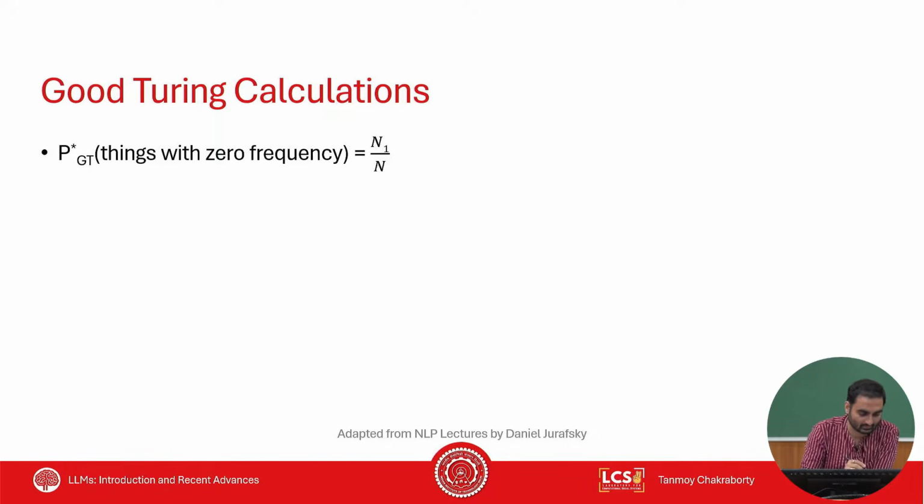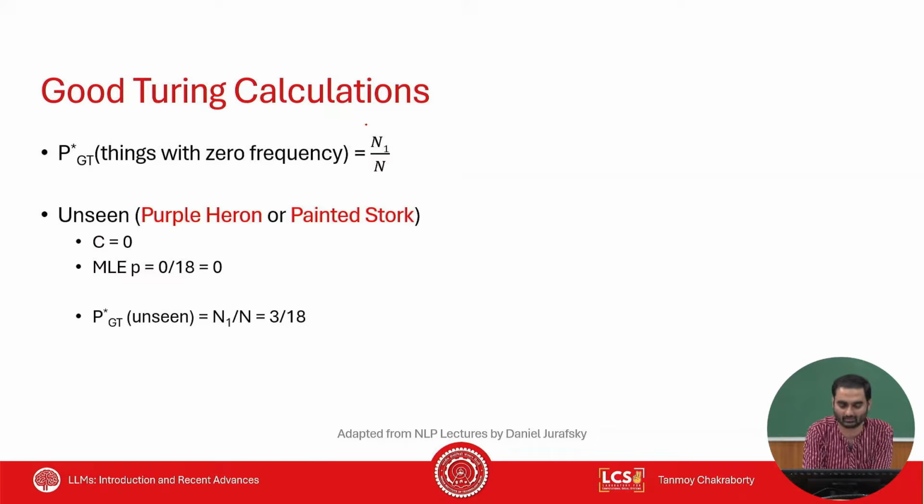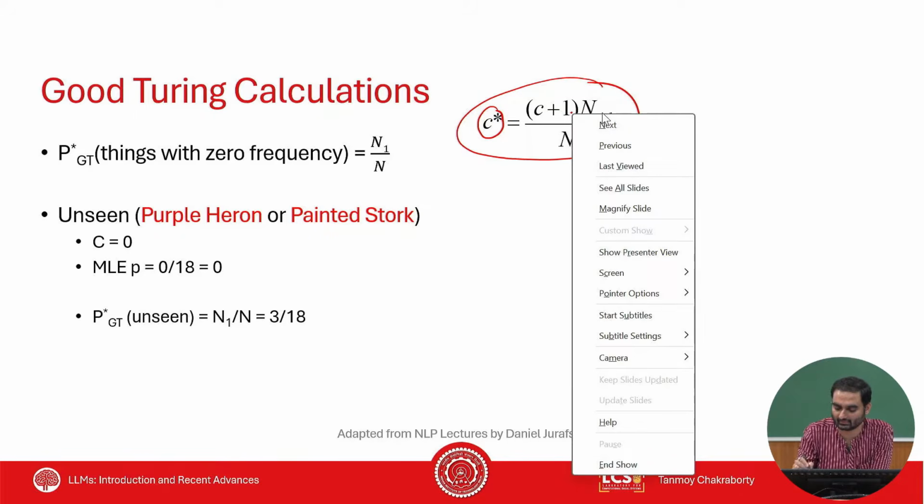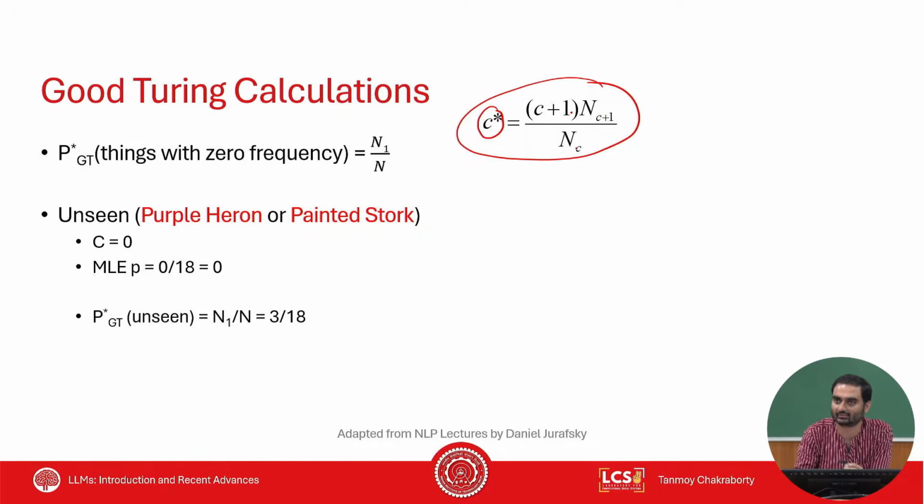Okay, so the Good-Turing probability says that the probability of things with 0 frequency is n1 by n, right? So in case of purple heron, as I mentioned, the maximum likelihood estimate says that this is 0, but the Good-Turing estimate says that this is 3 by 18. For the other cases, this is going to be the modified count. The modified count C star will be C plus 1 times N(C plus 1) by N(C).